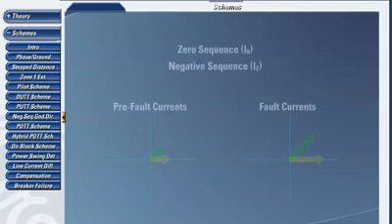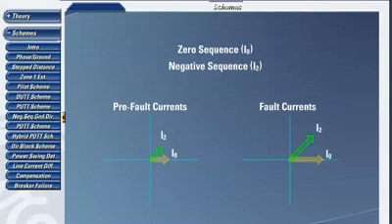The benefits of using ground directional functions in pilot schemes are that the zero sequence and negative sequence currents that are used to detect the direction of ground currents do not contain very many load components. Therefore, the pickup levels for the ground directional elements can be set very low and thus are very sensitive.